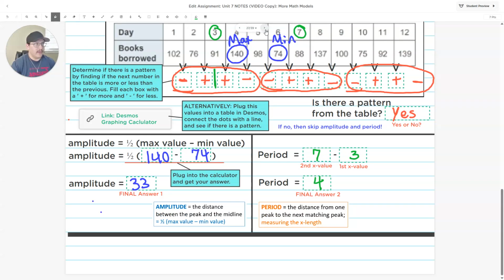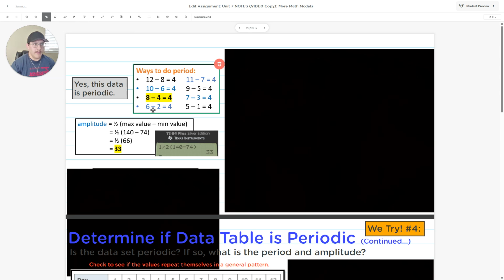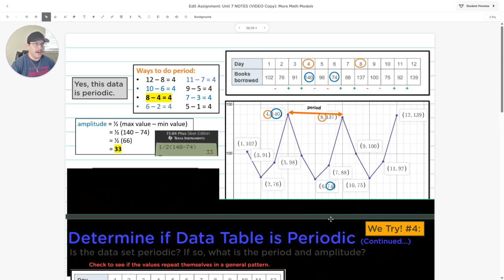I believe the next page is showing y'all the answer right here. So yeah, there you go. Different ways to go about doing period. Either way, the answer is still going to be 4. And then the amplitude is 33. And then here you go, just more visual examples of what your answer should be.